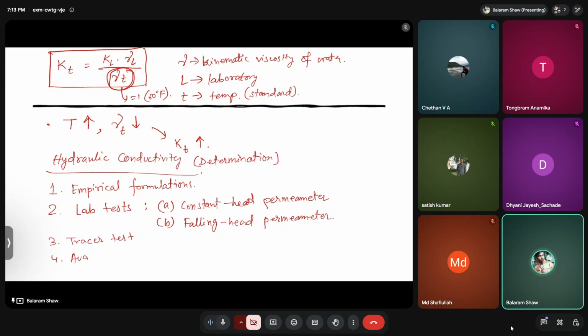We can use auger boring or auger hole tests. And then we can also do pumping test of wells. So these are some of the determinations. How do we determine the hydraulic conductivity? Fine. So till this, everything is clear. If everything is clear, we'll directly move to the questions.